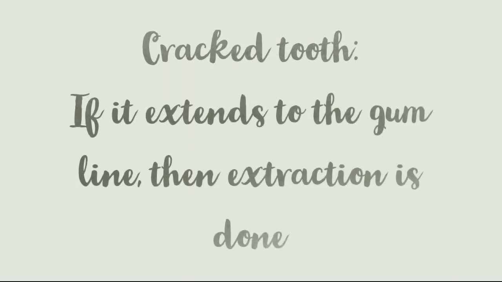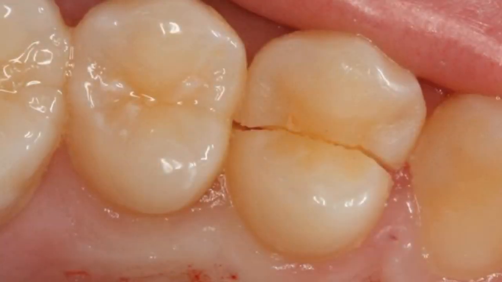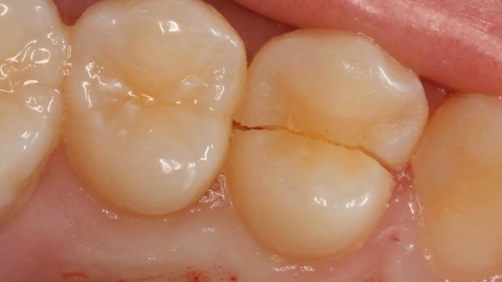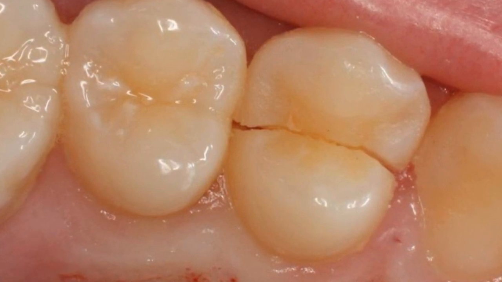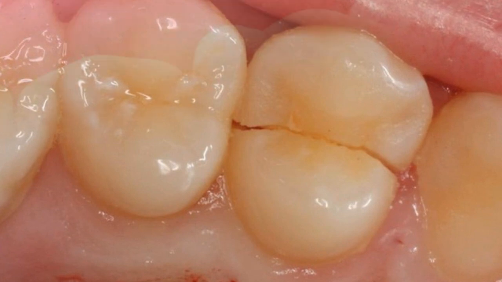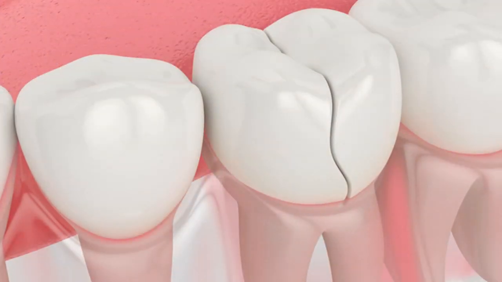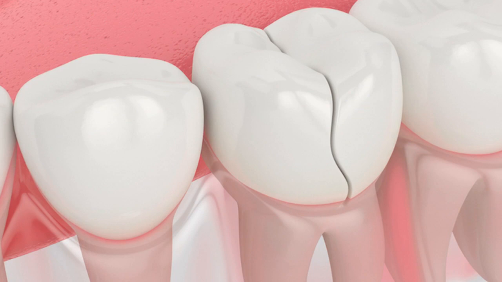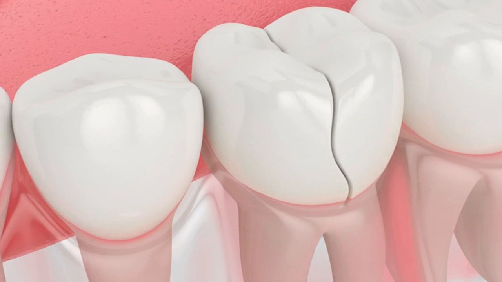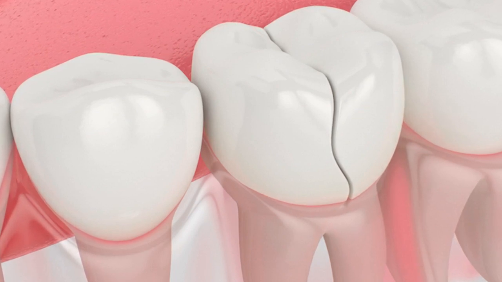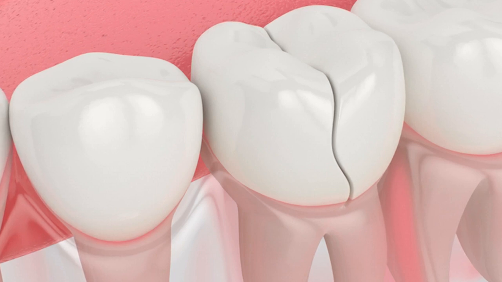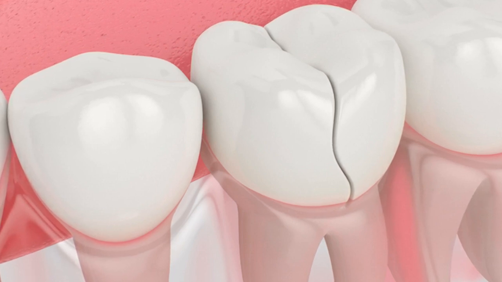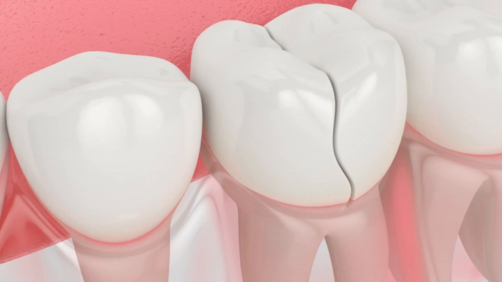The second type is cracked tooth. Now, the cracked tooth, if it extends to the gum line, then extraction is required. Here is a picture showing a cracked tooth that is cracked in the middle. As you can see in the picture, this is a cracked tooth. In this picture, it is reaching the gum line. So if it is reaching the gum line, then of course, in this case, the only treatment will be extraction for the tooth. It is considered to be hopeless.